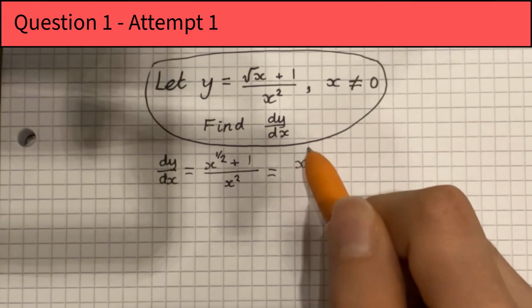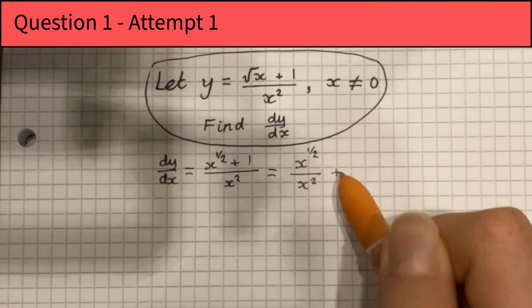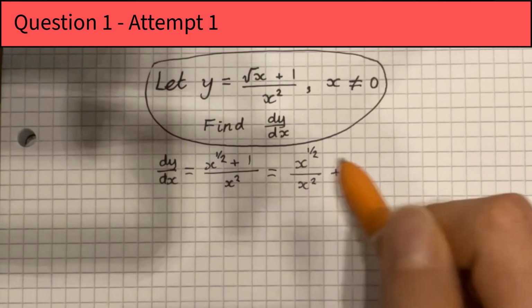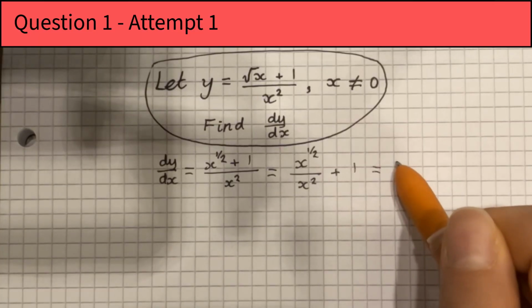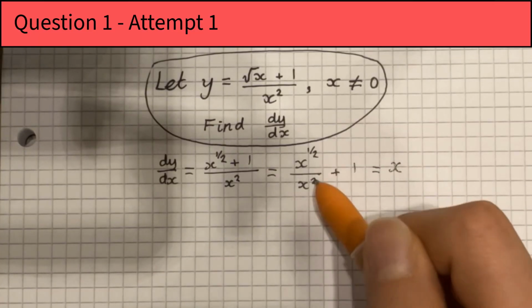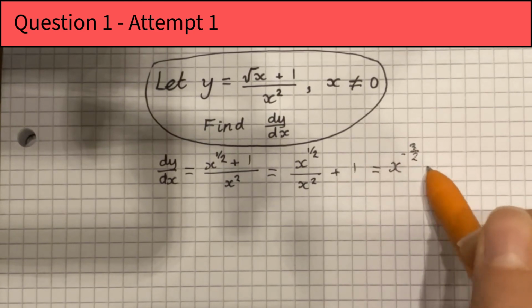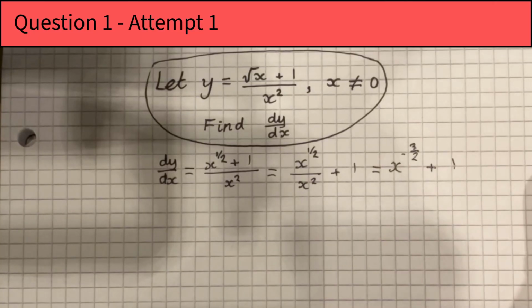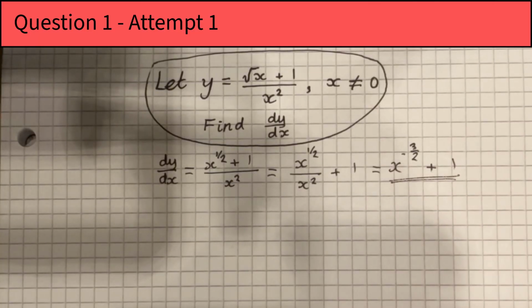So x to the half divided by x squared, and then we can add the 1 on the end, which kind of cancel, and there's 1 left over. And then using our laws of indices, 1/2 take away 2 is minus 1.5, or minus 3 over 2, and then plus 1. That's the derivative done.